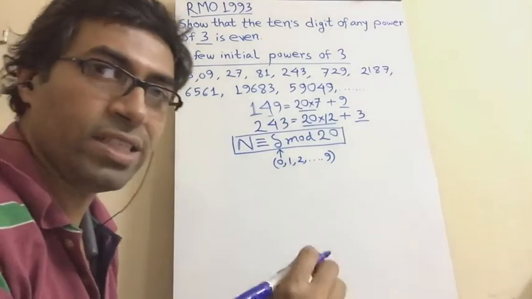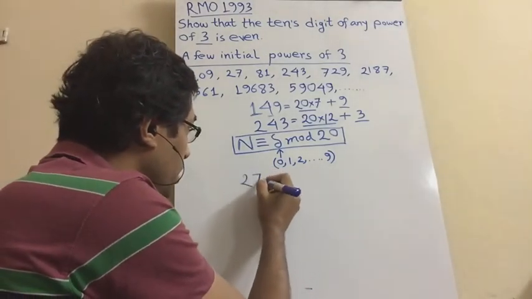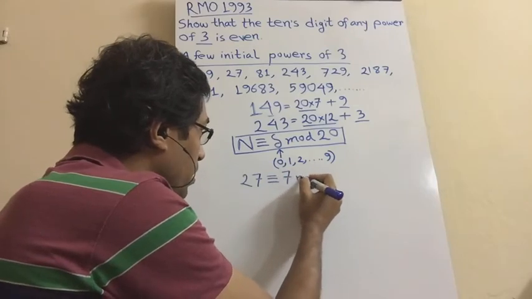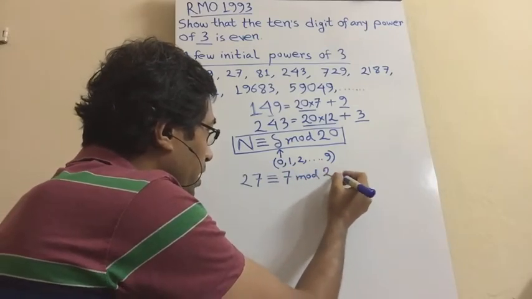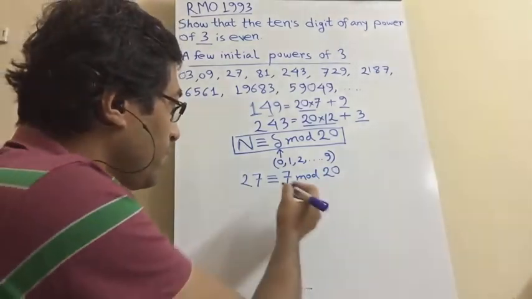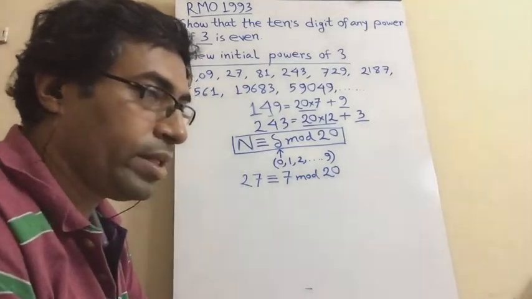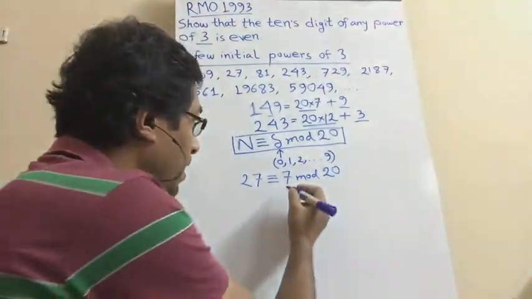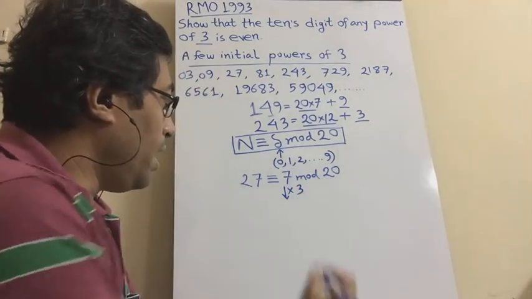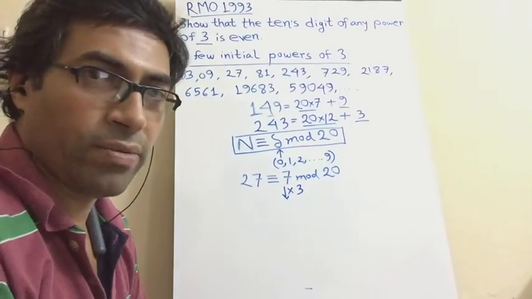So the first multi-digit power of 3 is 27, and 27 is congruent to 7 mod 20. That means 27 when divided by 20 leaves 7 as the remainder. Okay, fine. Now to get the next power of 3, what do you do? You multiply it by 3. And when you multiply this number by 3, you get a result. We know that when you multiply it by 3, you get 81.